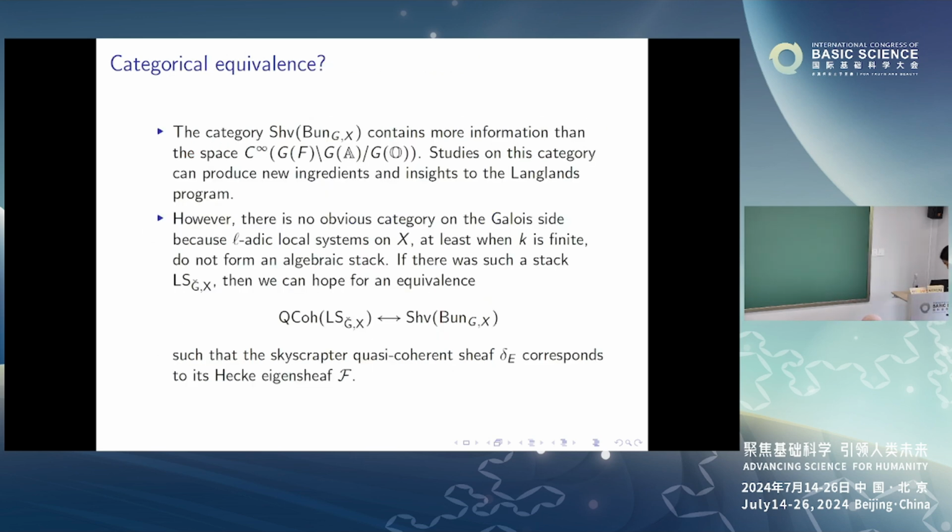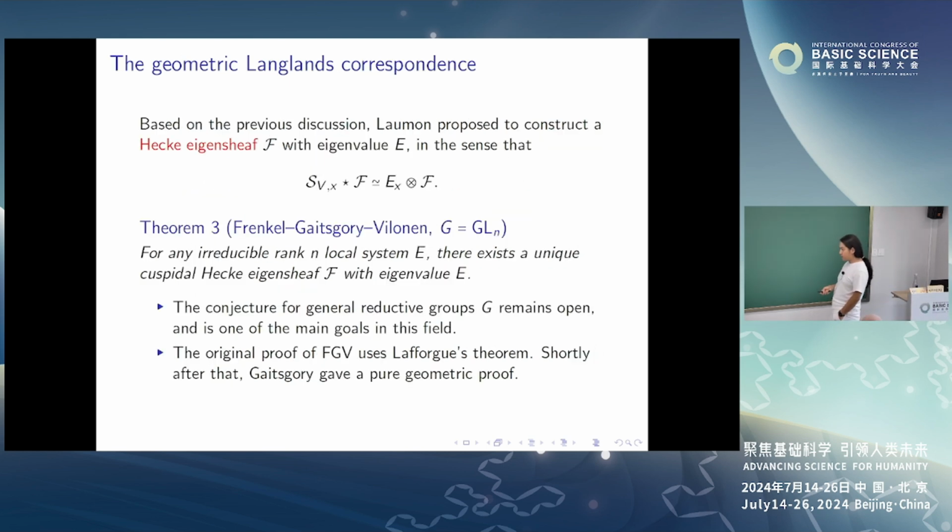Okay, now let's turn to categorical equivalence. Previously, our question was to find some eigenfunctions. I want to compare it with the following picture. Suppose we have a vector space acted on by some commuting operators. In order to understand this vector space, you can try to find simultaneous eigenvectors for all the operators, and then get a spectral decomposition of this vector space, writing it as a direct sum of something.